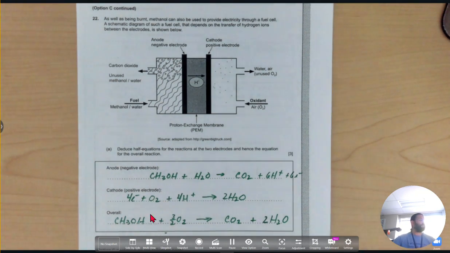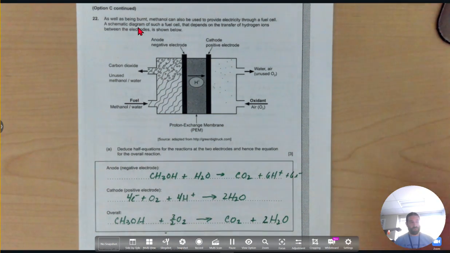Anyways, you can always check to see that these are balanced, because all the elements and the total charge should be balanced. All right, so when we combine to get the overall, as well as being burnt, that refers to the enthalpy of combustion of methanol. A couple ways you could do this: you could just write the methanol combustion equation and balance it, or you could use your equation.